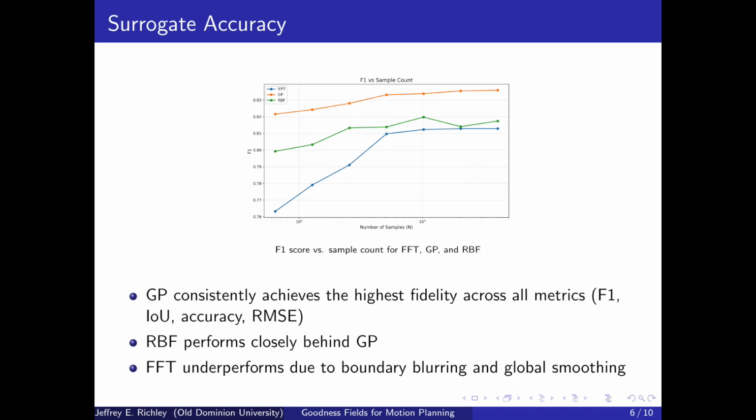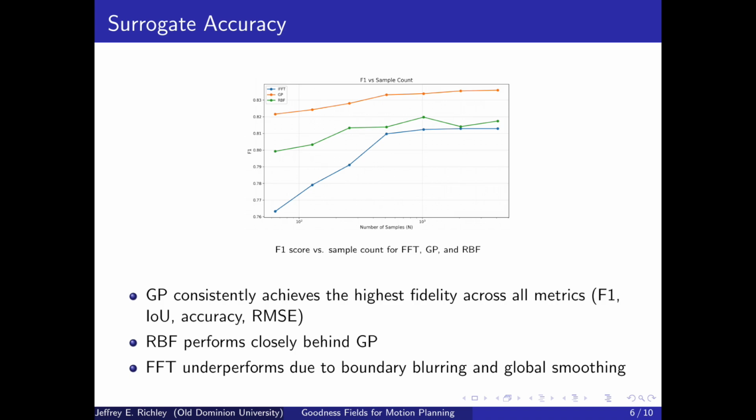What stands out is the Gaussian process achieves strong performance even at relatively low sample counts, and then improves steadily as more data becomes available. This suggests that the Gaussian process is both sample efficient and well suited for capturing localized structure near the boundary. The radial basis function surrogate follows a similar trend but plateaus earlier.